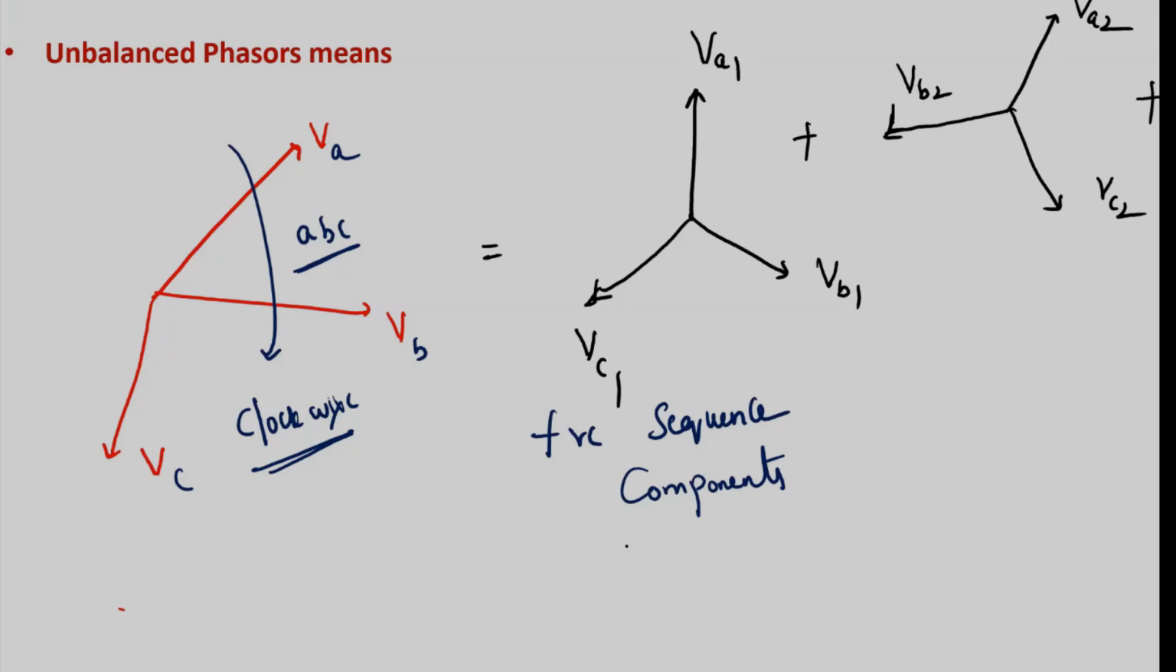How are they determined? They are balanced. Why? Because the magnitude is the same, and even if you add VA1 plus VB1 plus VC1, the phasor sum will become 0, and they have the same phase sequence, that is ABC phase sequence, as that of the original unbalanced phasors. So such components are called positive sequence components.